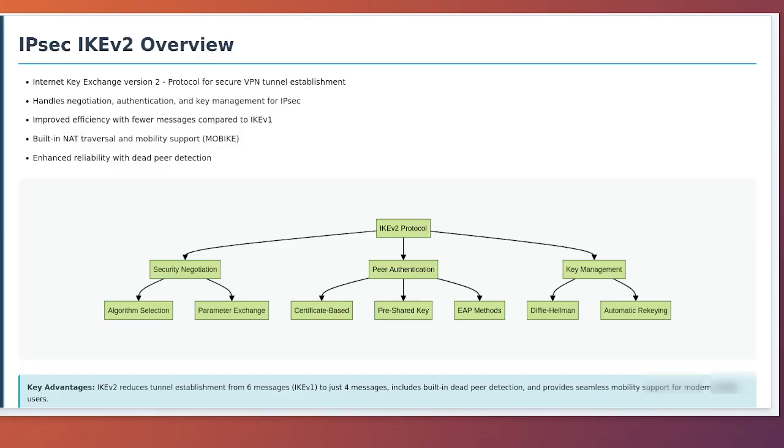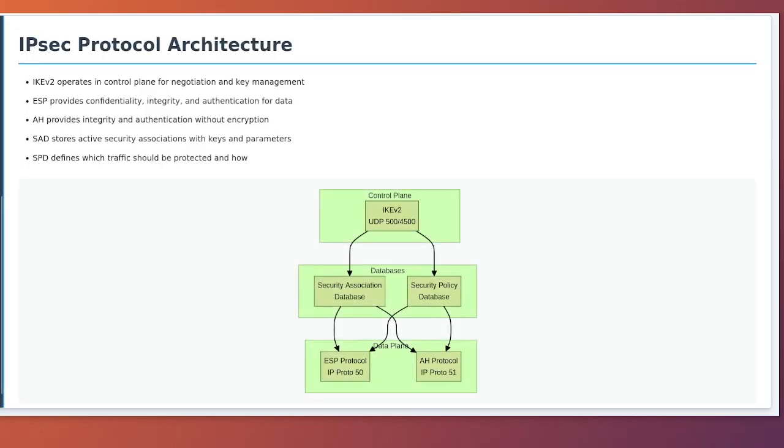In this presentation, we'll explore how IKEv2 negotiates security parameters, establishes both control and data channels, and maintains secure communications. We'll look at the exchange patterns, the security associations, and the various authentication methods available. By the end, you'll have a comprehensive understanding of how IKEv2 works under the hood and how to implement it in production environments.